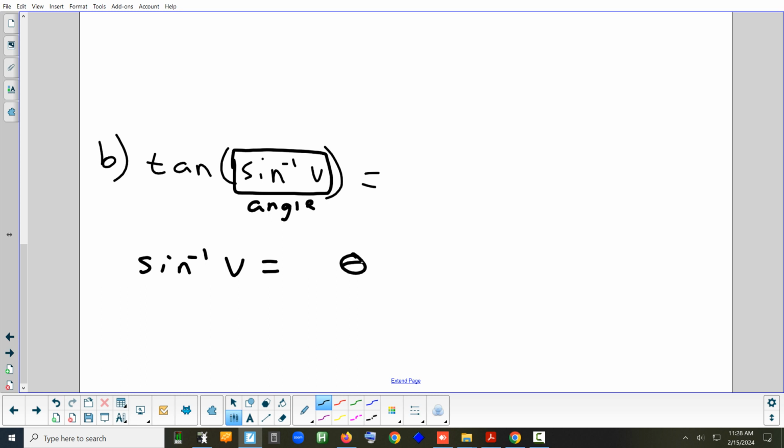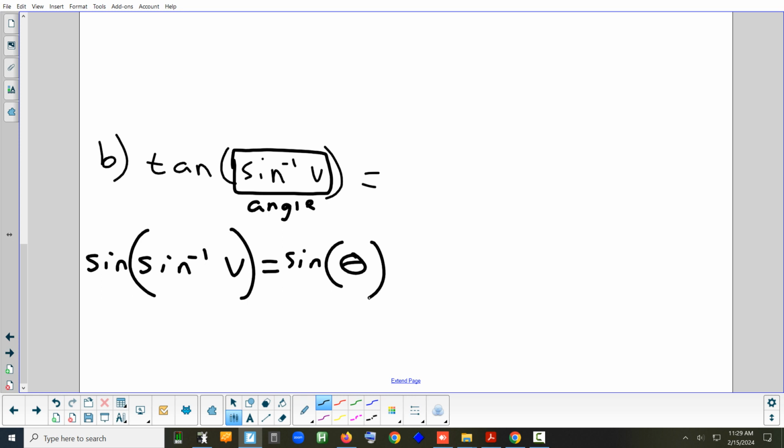Okay, so I take what's inside the parentheses. I'm going to set it equal to theta, because I know it's going to be an angle that I don't know. And now I want to rewrite this with regular trig, so I can draw a picture. What would I do on each side to get rid of inverse sine? Take the sine of both sides. So take the sine of what's on the left. Take the sine of what's on the right.